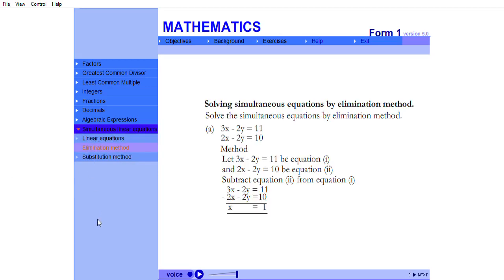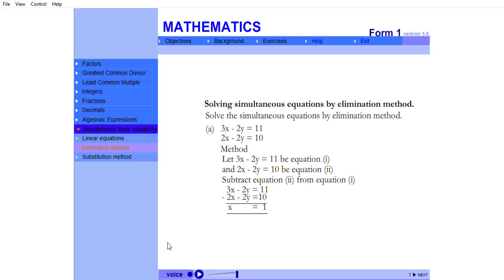Elimination method. Solving simultaneous equations by elimination method. Solve the simultaneous equations by elimination method. A. 3x minus 2y is equal to 11. 2x minus 2y is equal to 10.